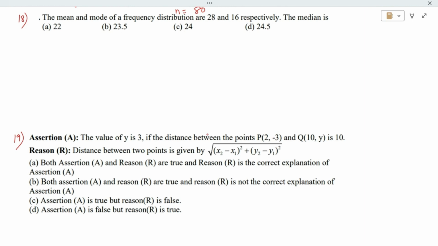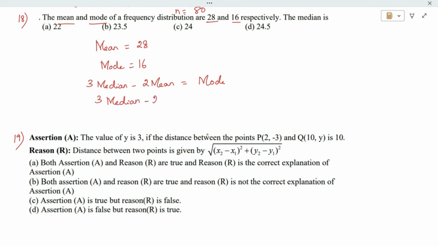Question number 18. The mean and mode of a frequency distribution are 28 and 16 respectively. So what is mean? Mean is 28 and mode is given as 16. So take the numbers and the values in order. Okay, so mean is the first number, mode is the second number. Now I need to find the median. So connecting mean, median, and mode, I have a formula which is 3 median minus 2 mean is equal to mode. So I'm going to substitute the given values and then find the median by transposing.